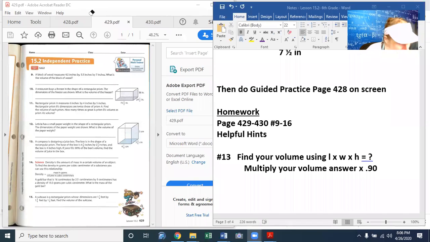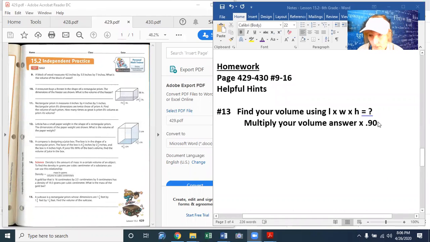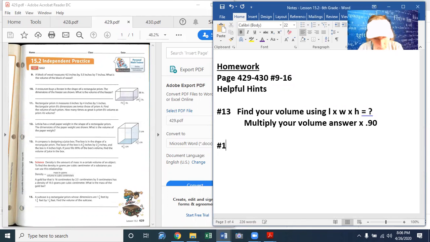What other one do I want to give you a hint on? Number 14. Number 14, your hint for that one, let's read it. Density is the amount of mass in a certain volume of an object. You're going to learn that in 8th grade physical science. To find the density in grams per cubic centimeter of a substance, you can use the relationship density equals mass in grams divided by volume in cubic centimeters. Is there more? Yes. A gold bar that is 16 centimeters by 2.5 centimeters by 5 centimeters has a density of 19.3 grams per cubic centimeter. What is the mass of the gold bar?